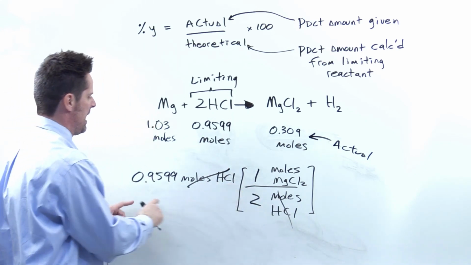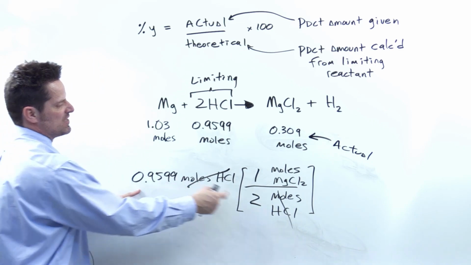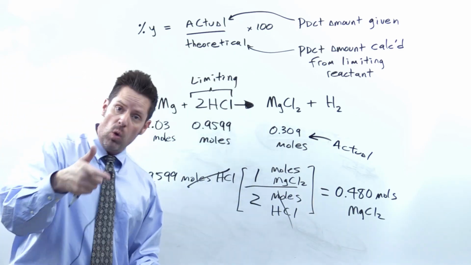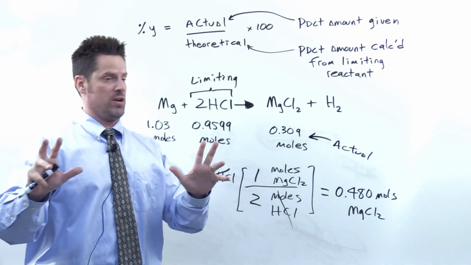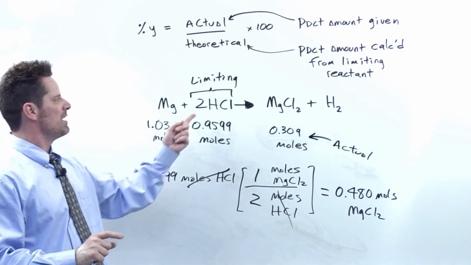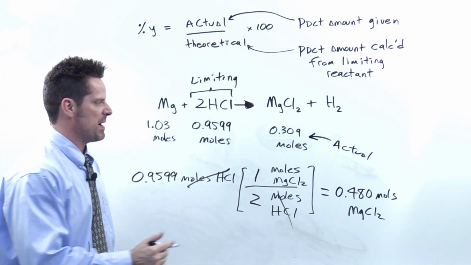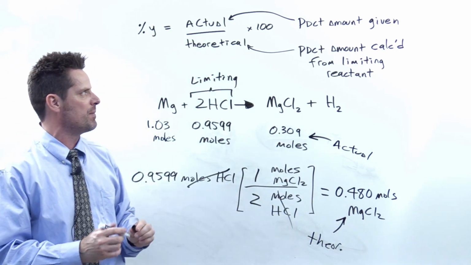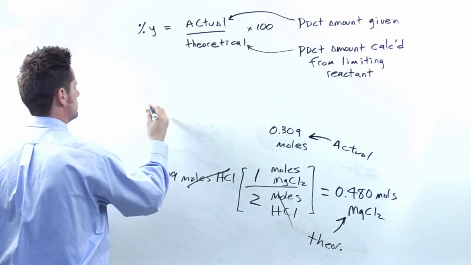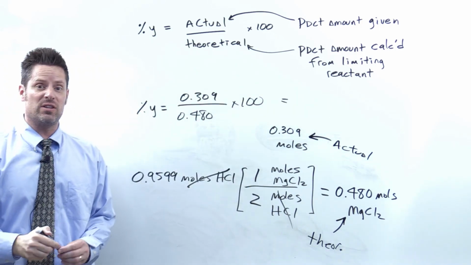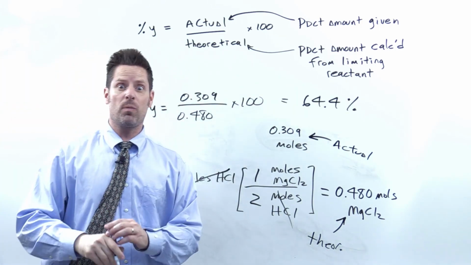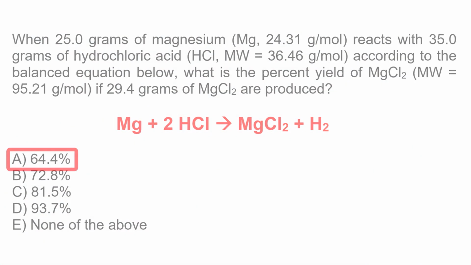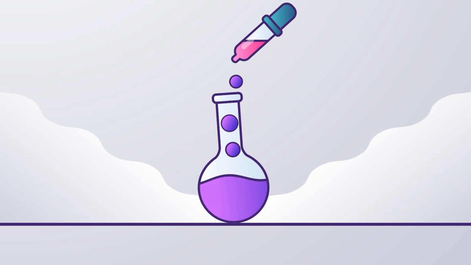And this tells me, once I take the 0.9599 divided by 2, that the answer 0.480 moles MgCl2 is how many moles of MgCl2 we should get, theoretically, from this many moles of limiting reactant HCl. That is my theoretical. Now we just place this number and this number in their respective locations in that formula, times it by 100. When we throw that into our calculator, the answer that we end up getting is 64.4%, which lines up with option A.